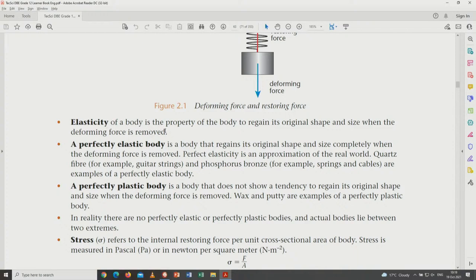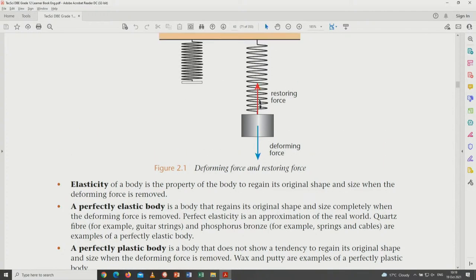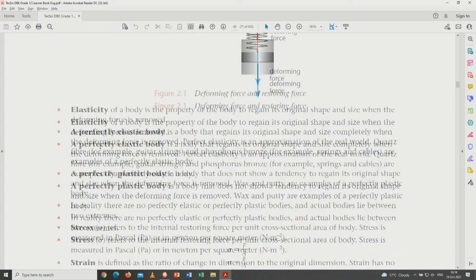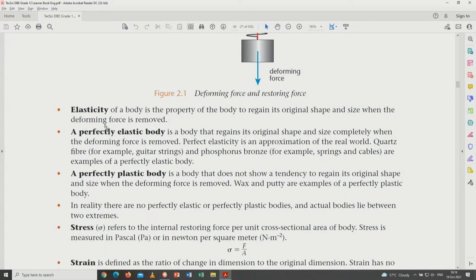So here what I will do is try to explain what these concepts are so that perhaps they make sense to us. The property of a body like this spring to regain its original shape and size when you remove the deforming force, we refer to that as its elasticity. And we classify objects with respect to their elasticity into two categories.